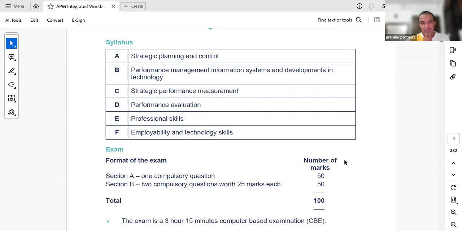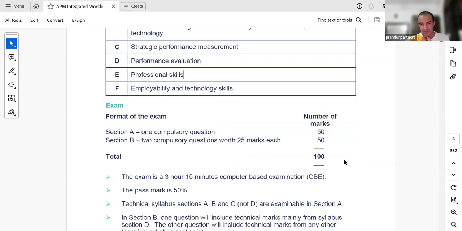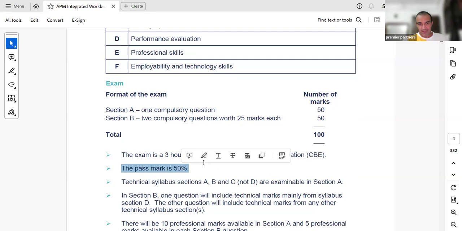If you look at your exam format, there are two sections. Section A, a compulsory question with sub-questions, for 50 marks. And then two compulsory questions in Section B, worth 25 marks each. Earlier there were options, but it's no longer available. Now you have to do all three questions. You must do the 50, and then you must do the other two 25 mark questions. As with any other exam, the pass mark is 50. You get 3 hours of time with another 15 minutes for reading and planning. So take it as 180 minutes.